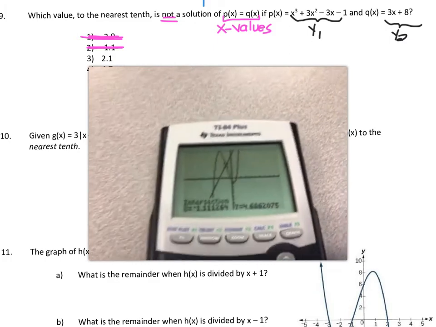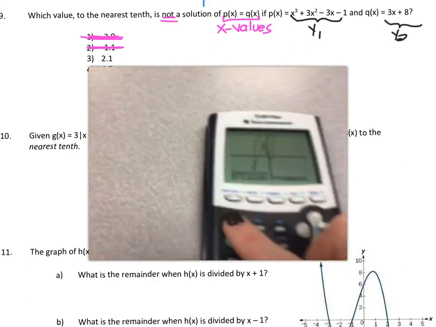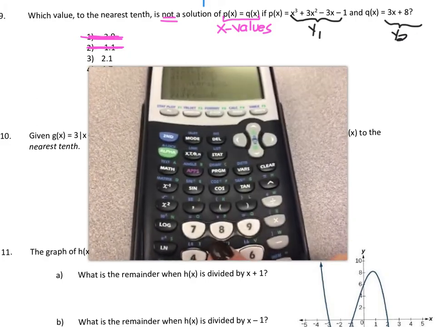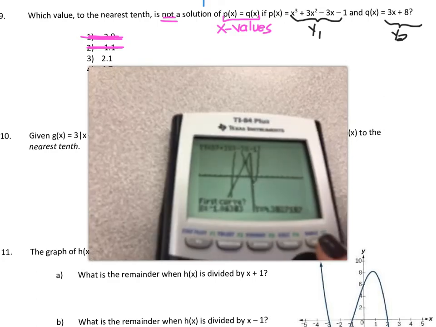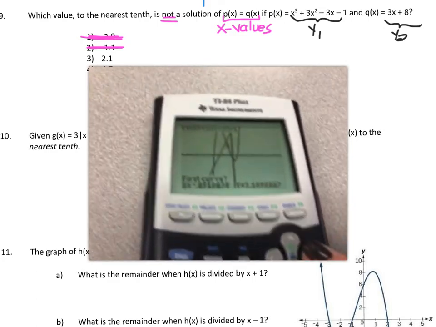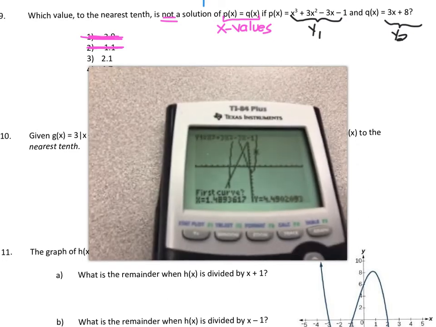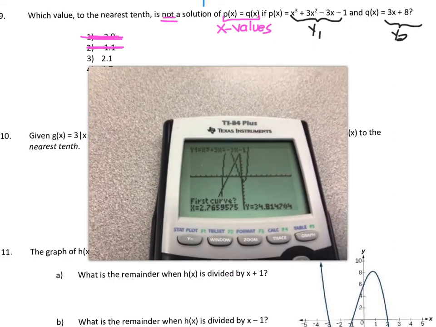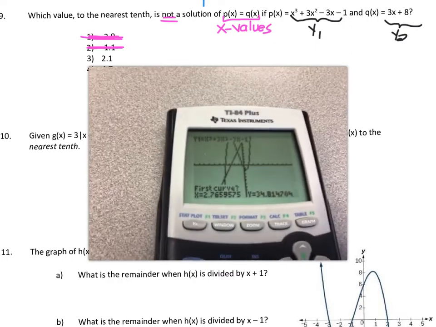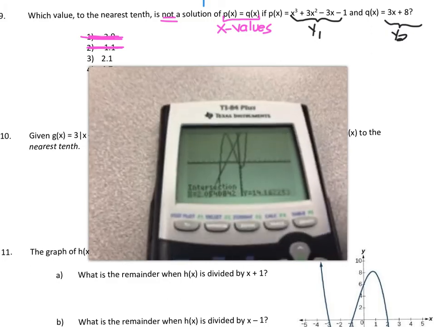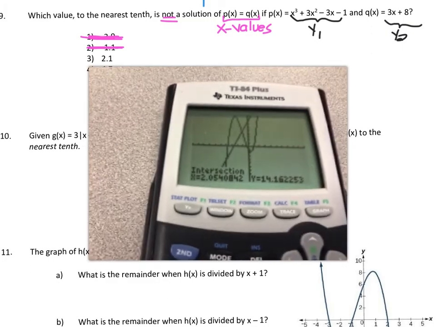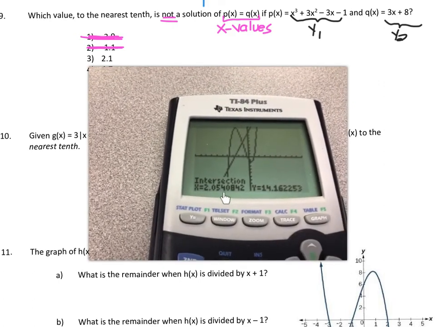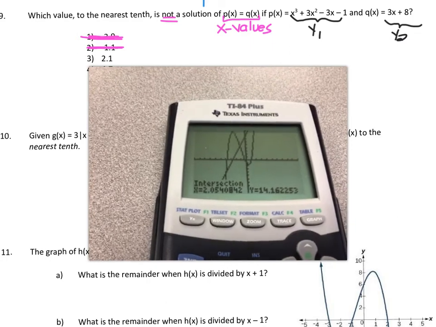All right, so now let's do it a third time. I'm going to go back to second, trace, choice 5, intersect. Now, I know that this is off, so I'm going to use my right arrow key. I know I'm going to be going off the screen a little bit, but that's okay, as long as I move closer to that point of intersection than to the others. I'm going to again hit enter 3 times. So enter, enter, enter. You can see that this is at x equals 2.1, which is choice 3. So it's not choice 3 either.